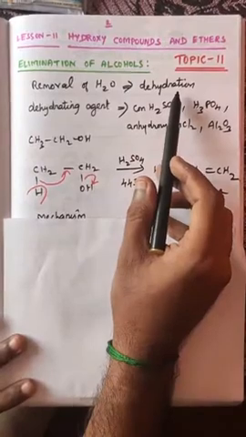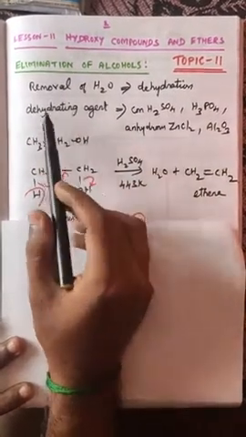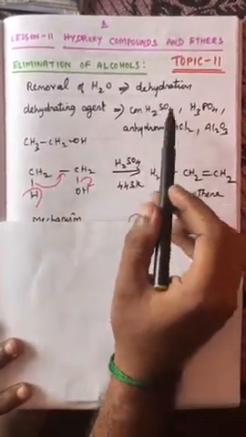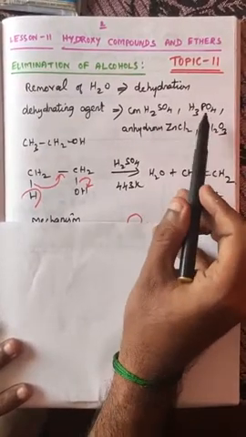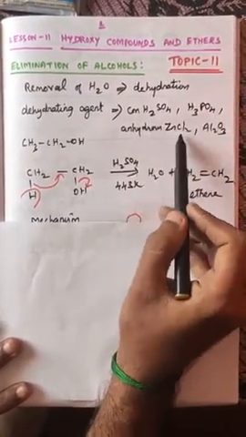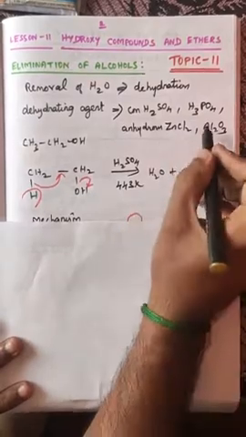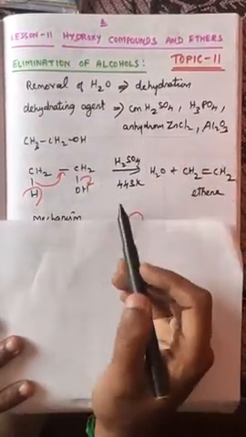For a dehydration reaction to take place, we need a dehydrating agent. What are the dehydrating agents that are commonly used? Concentrated sulfuric acid, phosphoric acid, anhydrous zinc chloride and Al2O3, that is alumina. These are the commonly used dehydrating agents.